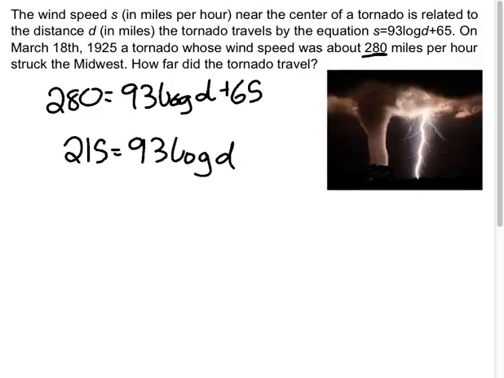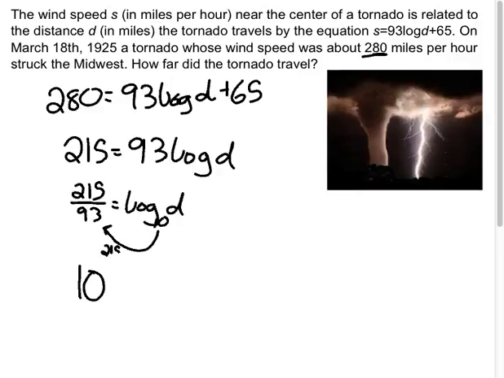Now, when you divide off the 93, because we're not done with the problem yet, I'm going to leave it as a fraction because I want to stay as exact as possible for as long as possible. So, as we talked about, now let's use Mr. Loopy. So 10 to that power equals d. So I need to take 10 to the 215 divided by 93rd power.